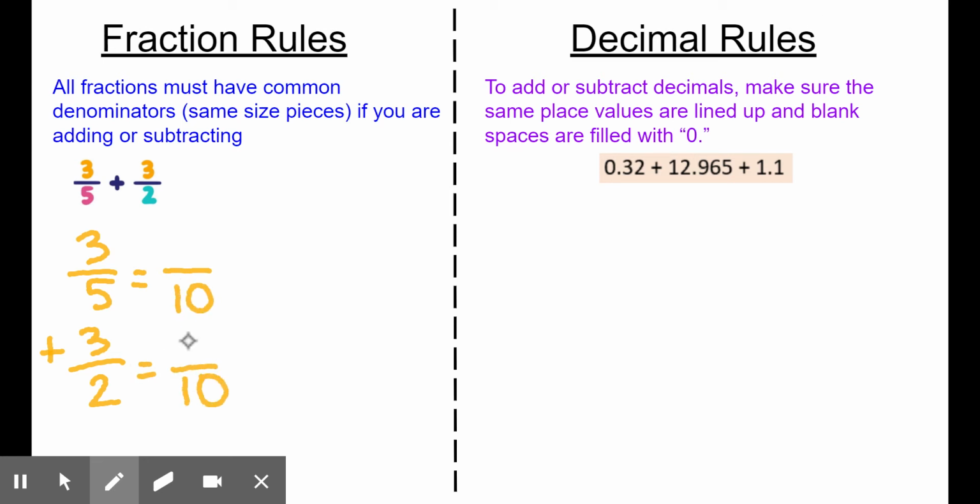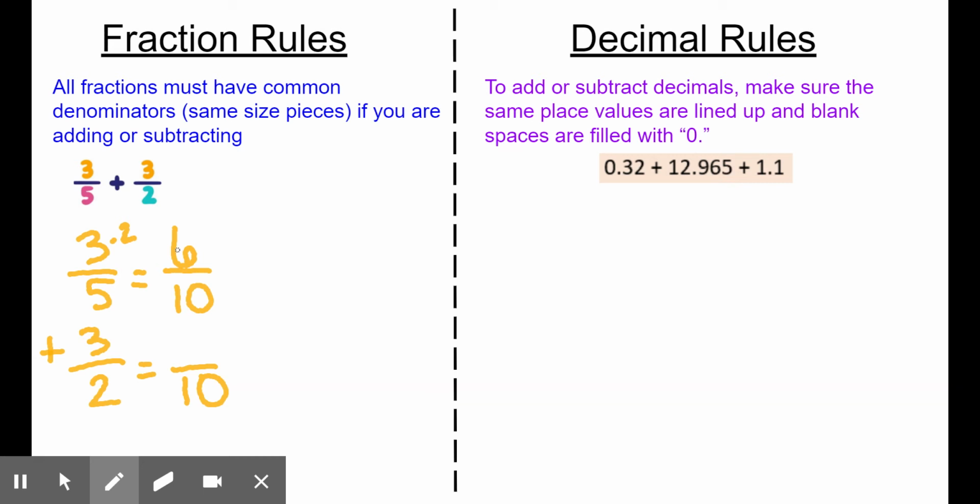Now I'm going to rewrite them into tenths. So these are equivalent fractions. I'm not changing the size of them at all. I'm just renaming them. Fifths to tenths, that would be cutting all the fifths in half. So times 2. I would have to do the same to the numerator. 3 times 2 would be 6. 3/5 is equivalent to 6/10.